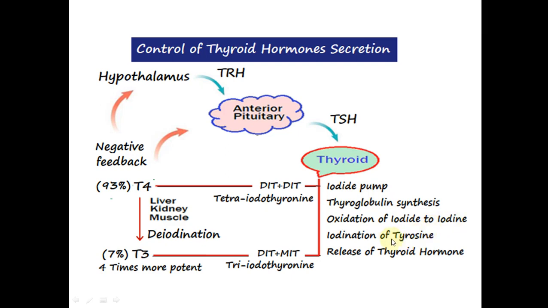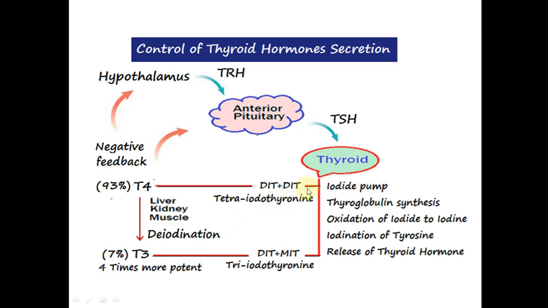Next to this is the combination of iodine with tyrosine to form iodinated tyrosines, and then the release of thyroid hormones from the colloid droplet and secretion of the two thyroid hormones, the thyroxine T4 and T3.